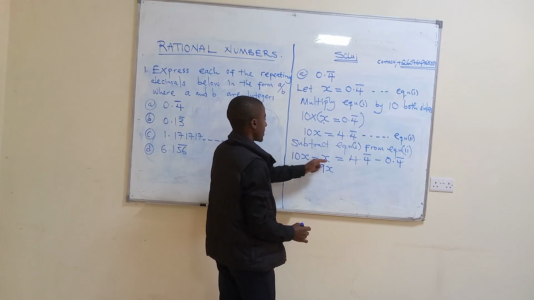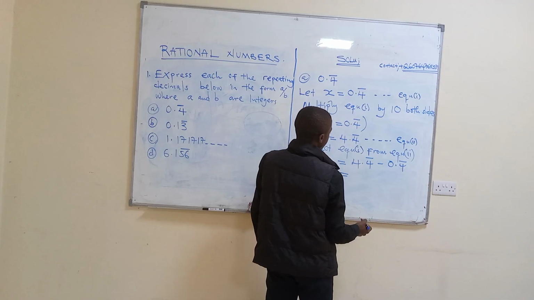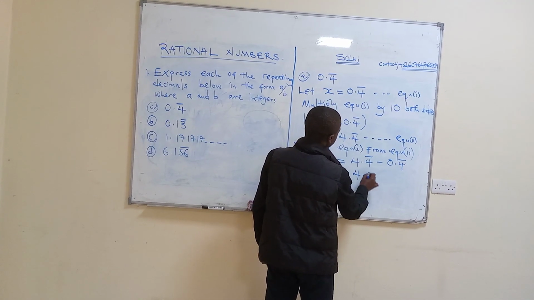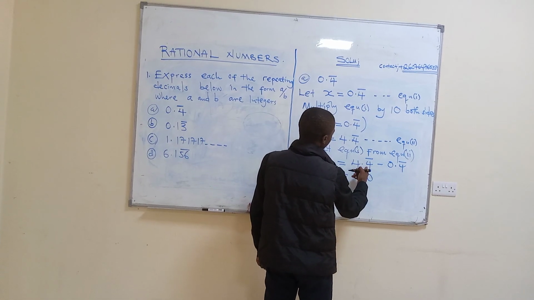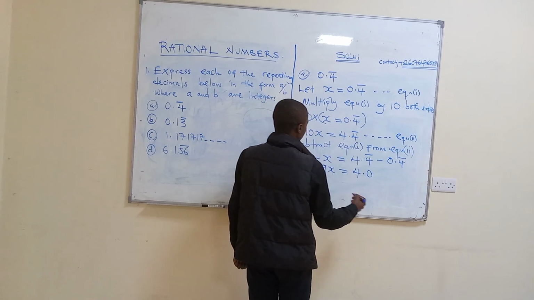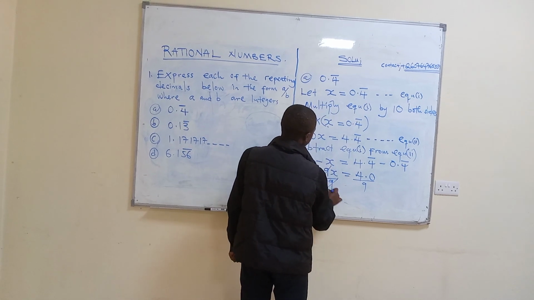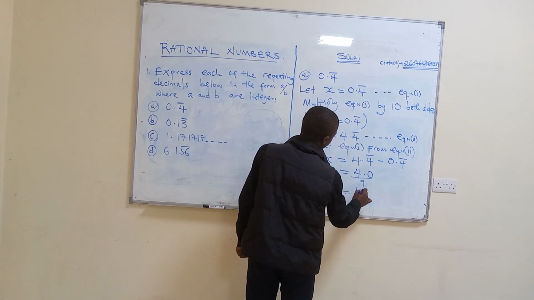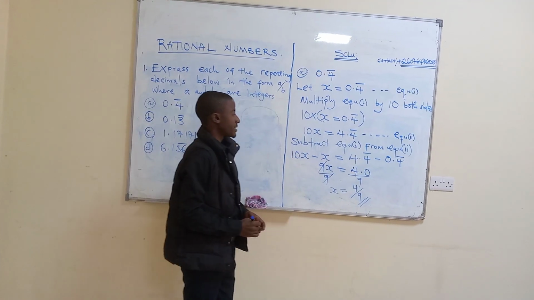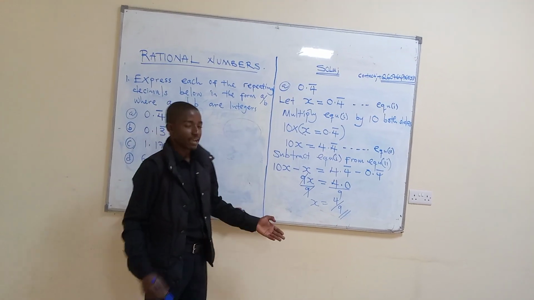So 9x is equal to, subtracting, 4.4 bar minus 0.4 bar: the repeating parts cancel, and 4 minus 0 is 4. Divide by 9 over 9. So your final answer is 4 over 9. This simply means that you have expressed your answer in the form of a over b as a fraction.